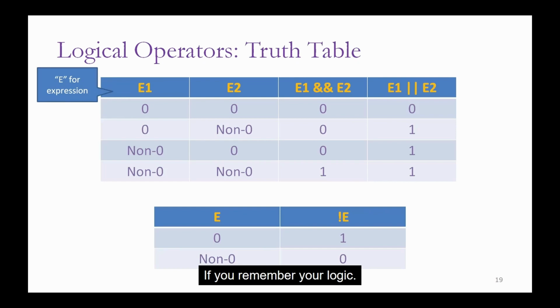If you remember your logic, then you know what both AND and OR do. If the expression E1 evaluates to 0 and E2 evaluates to 0, then E1 and E2 will evaluate to 0. If E1 is false and E2 is true, then also E1 and E2 evaluates to 0. Only when both E1 and E2 are true does E1 and E2 evaluate to 1.